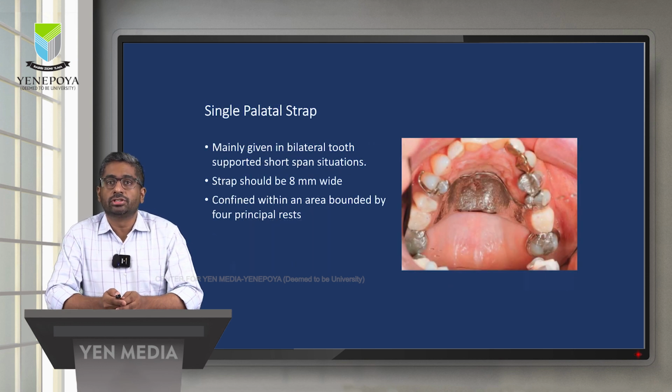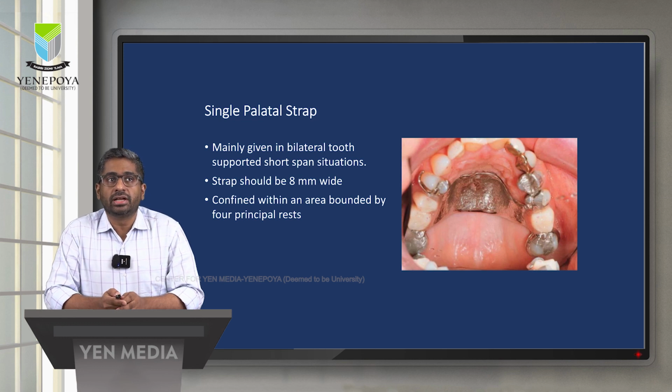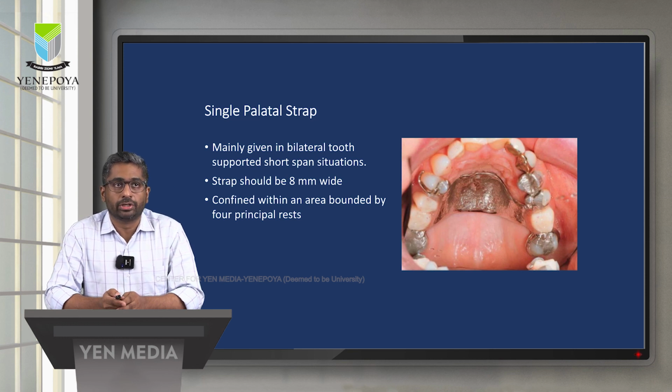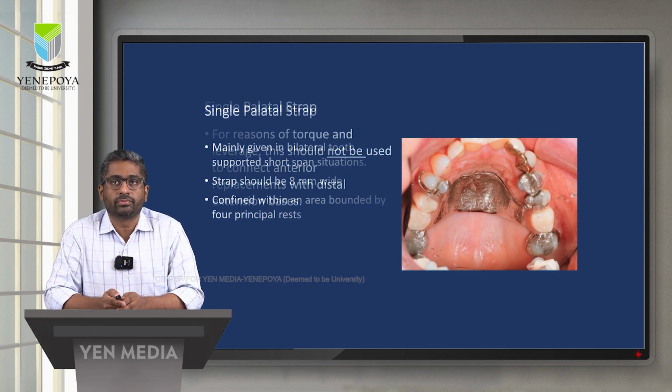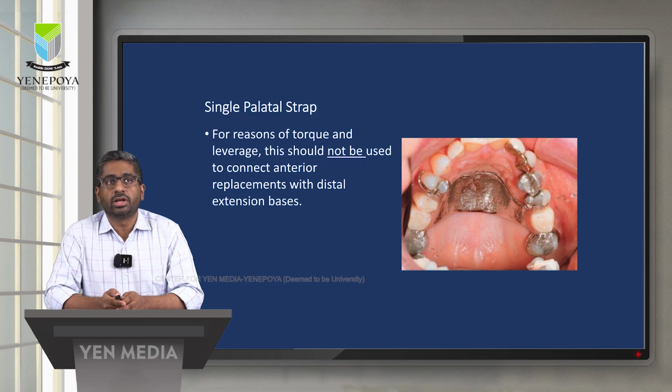Coming to the single palatal strap, more comfortable than a palatal bar, it is mainly given in bilateral tooth supported or short span situations. The strap should always be 8 millimeters wide and confined within an area bounded by 4 principal rests. Very, very important. A single palatal strap major connector, for reasons of torque and leverage, should not be used to connect anterior teeth replacement with distal extension bases.